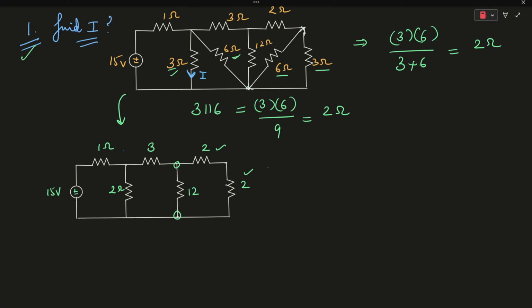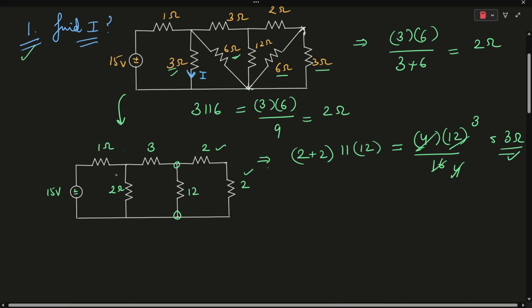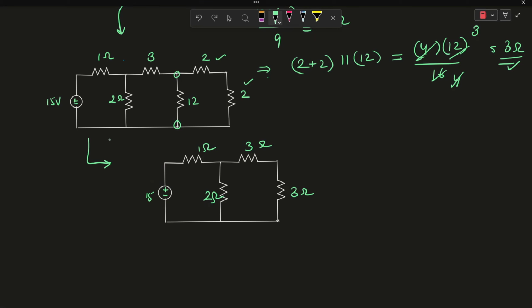It means that the equivalent resistance will be equal to 2 plus 2 in parallel with 12. That will be equal to 4 into 12 over 16, which comes out to be 3 ohms. So this will be the simplified version of this electrical circuit.